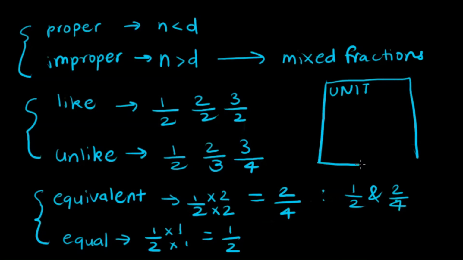And obviously we have unit fractions. These fractions are 1 upon any denominator. So I can have 1 upon 2, 1 upon 3 and 1 upon 4. Any fractions, just the numerator needs to be 1. Then we learned how to perform the 4 fundamental operations with fractions. The 4 fundamental operations are addition, subtraction, multiplication and division.